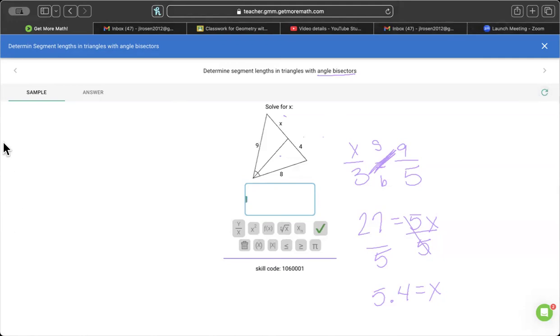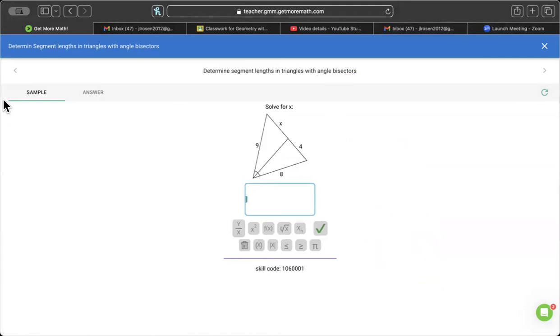All right, so here we go. Let's clear this. So again, I'm going to set up my proportion. So I'm going to put 9 over x. And then again, 9 is on the side, 8 has to be on the side.